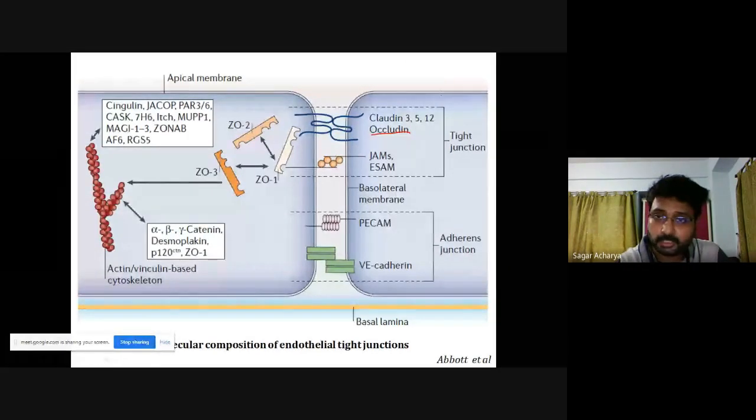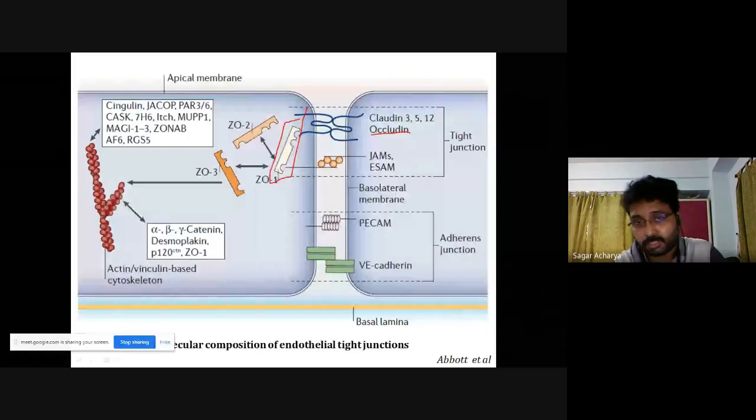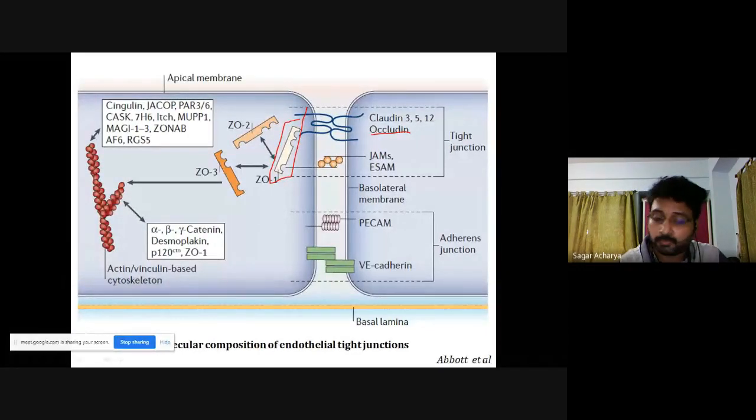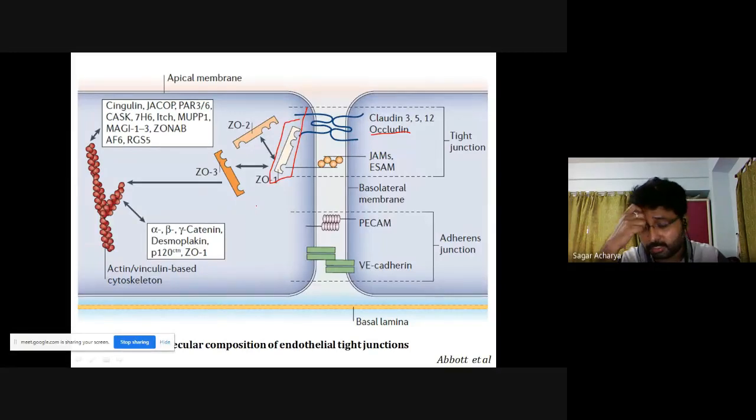These tight junction proteins are linked with adapter proteins. There are two sets of adapter proteins. One is called first order, and these first order adapter proteins are known as ZO1, or zona occludens proteins. There are three types you are seeing here, 1, 2, and 3. And another one is called CASK, that is calcium dependent serine kinase actually.